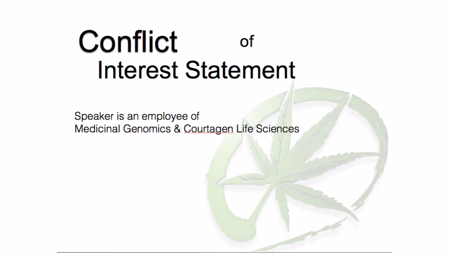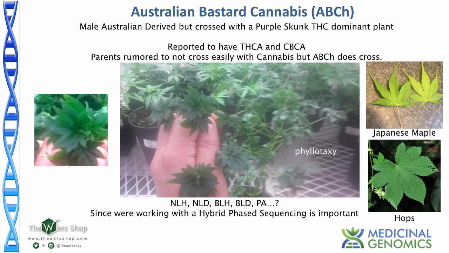There's some conflicts: I'm an employee of Medicinal Genomics, which is a wholly owned sub of Courtagen Life Sciences. Courtagen focuses on sequencing children with epilepsy, autism, mito disease, and lysosomal storage diseases, with a heavy focus on pharmacogenomics. And these are, of course, all diseases that we believe are centered around the ECS, or the endocannabinoid system. And Medicinal Genomics is the plant genomics side of the corporation, and we are looking to get better genetics and safety testing around the cannabis plant.